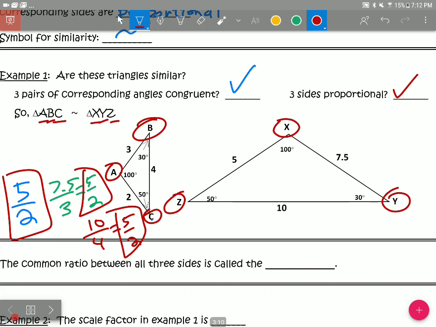And that also goes along with the lengths. So A to B is proportional to X to Y. So A to B, that 3, is proportional to X to Y, the 7.5. And so on and so forth. If that confuses you, you'll pick up on it eventually. But we'll start there. The common ratio between all of these is called the scale factor.